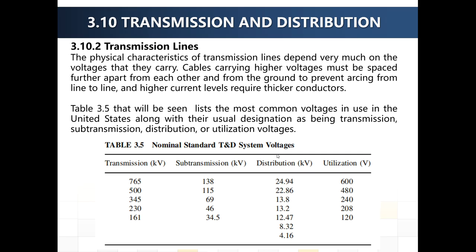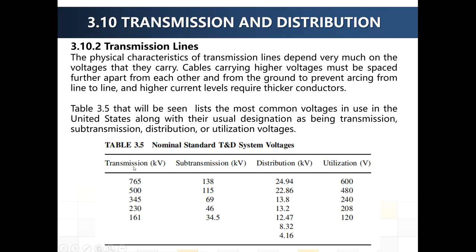Section 3.10.2, Transmission lines. The physical characteristics of transmission lines depend very much on the voltage that they carry. Cables carrying higher voltage must be spaced further apart from each other and from the ground to prevent arcing from line to line, and high current levels require thicker conductors. Table 3.5 shows the common voltages used in the United States.